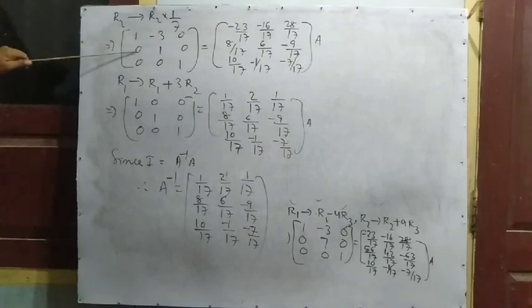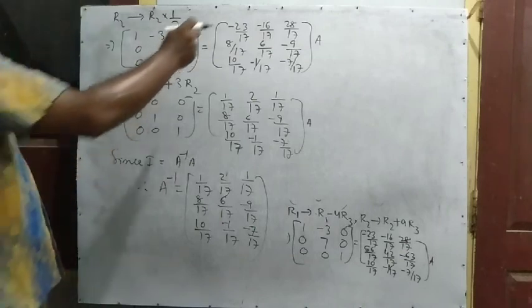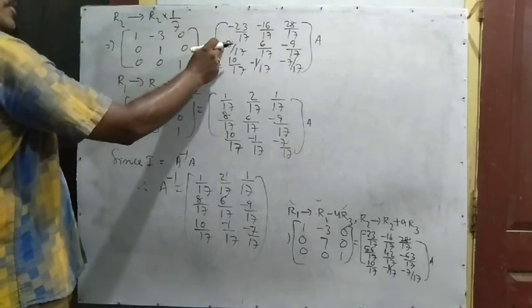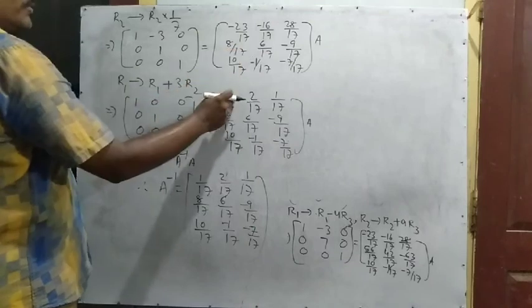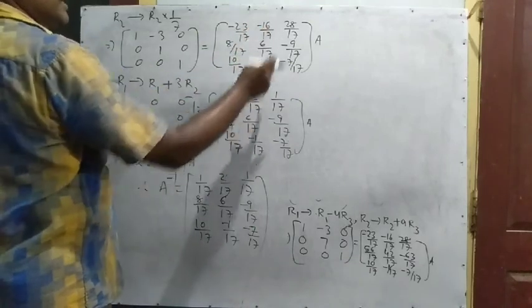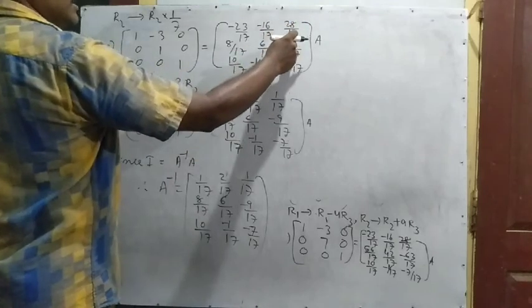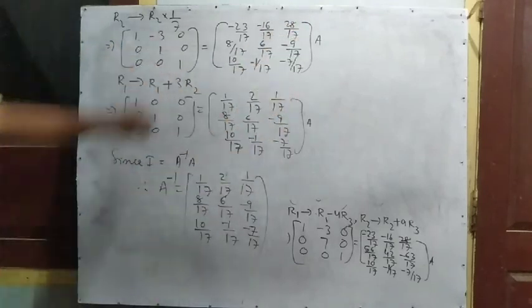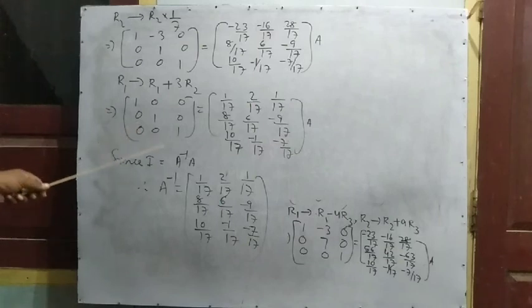So 1 plus 0, this one plus 3 times this one 0, and this one 1 0 0 0. But here also this one plus 3 times this one equals 1 by 17. Minus 16 plus 3 times this one is 2 by 17, and 18 plus 3 times this one equals 1 by 17, and the remaining unchanged. Since I equals A inverse into A, so A inverse equals this one.